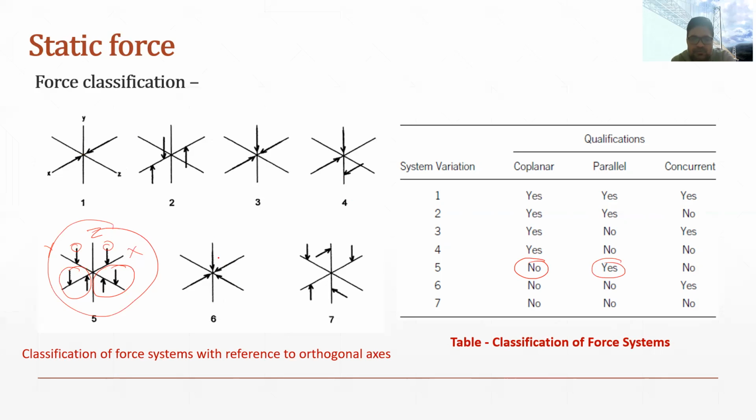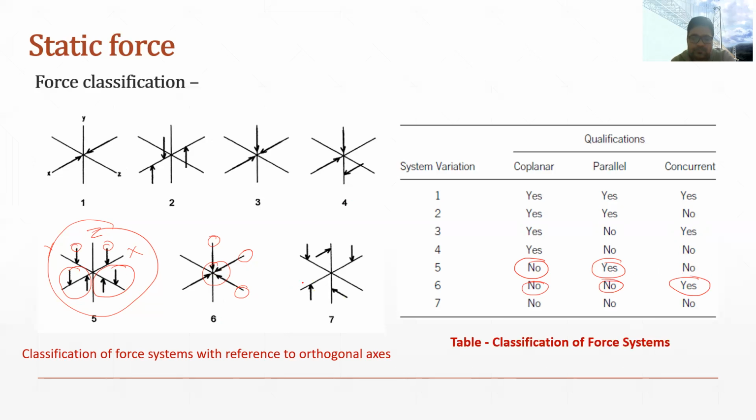Similarly, in the sixth case you can see this force is acting along the z-axis, this is along the x-axis, and this is along the y-axis. So all these forces are not coplanar, because they are acting along all three axes. They are not coplanar, but they are concurrent because they are acting on a single point. So the sixth system is only concurrent, it is not parallel, and it is not coplanar.